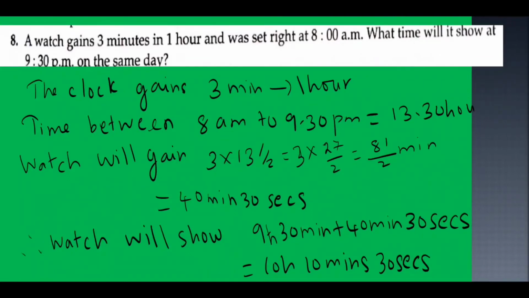The clock gains 3 minutes in each hour. So the time between 8 a.m. and 9:30 p.m. will be 13 hours and 30 minutes. Watch will gain 3 into 13 and a half, we will get 40 minutes and 30 seconds. So exactly the watch will show 9 hours 30 minutes, plus 40 minutes 30 seconds, that is 10 hours 10 minutes and 30 seconds.